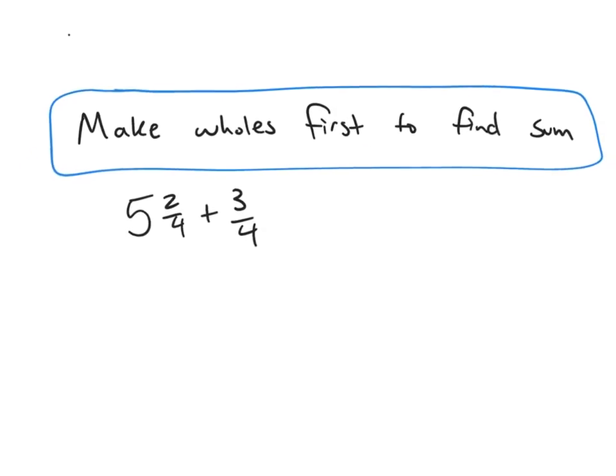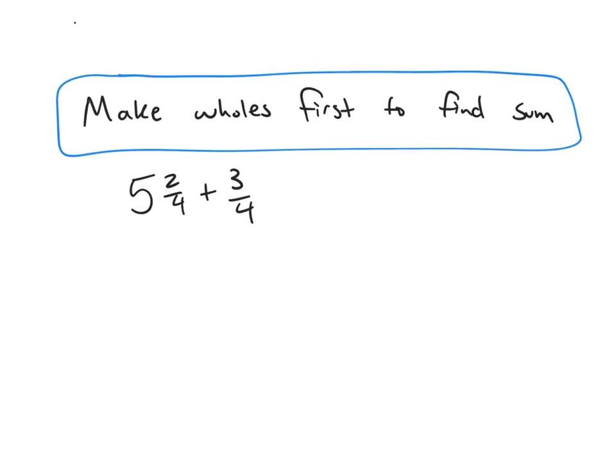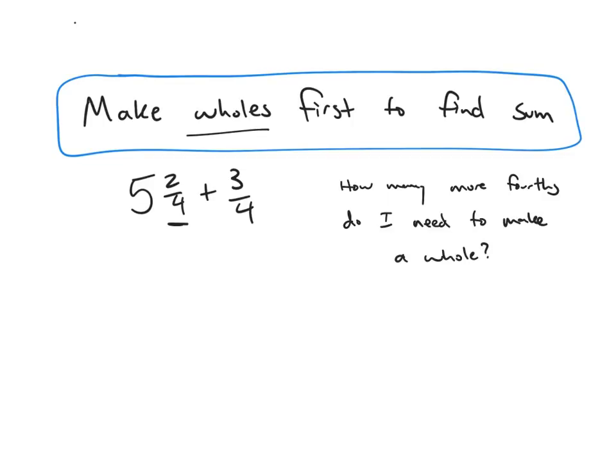The second strategy we can use to do this kind of addition numerically is to make wholes first and then find the sum. In this strategy, I'm going to look at the fraction that's attached to the whole number in my mixed number, which in this case is 2/4. And I'm going to ask myself, how many more fourths do I need to make a whole? If I look at 2/4, I know that 2/4 plus 2 more fourths is going to be 1 whole.